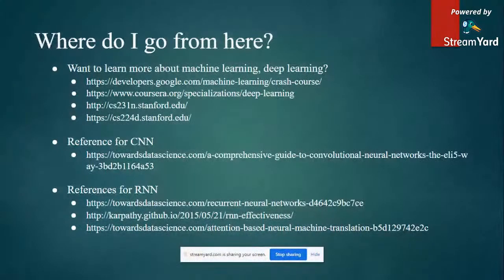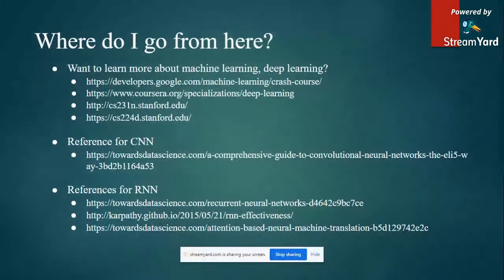So essentially, I've put together these URLs for the students to refer to after this session. The machine learning crash course from Google is a good refresher if you have some basic knowledge of machine learning. The specialization on Coursera for deep learning is a must. It is very good and is taught by Professor Andrew Ng. I think most of you would already be familiar with him and his courses online.